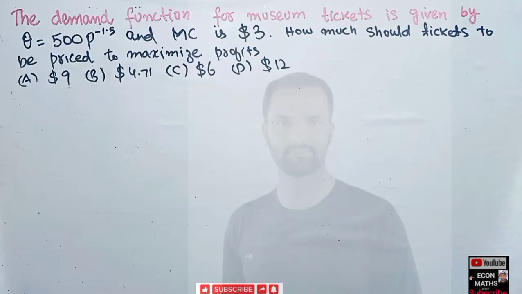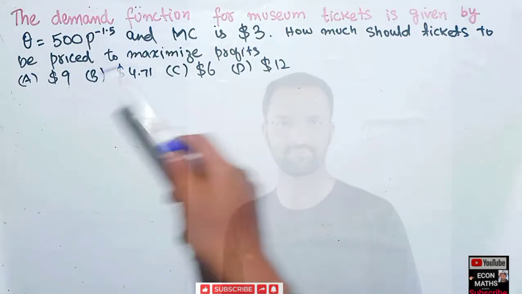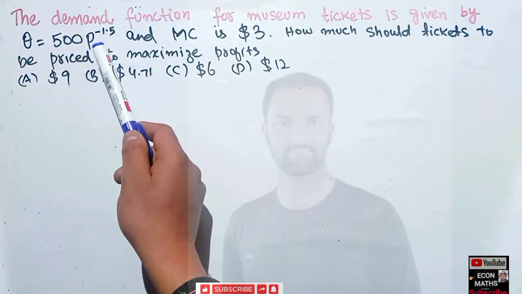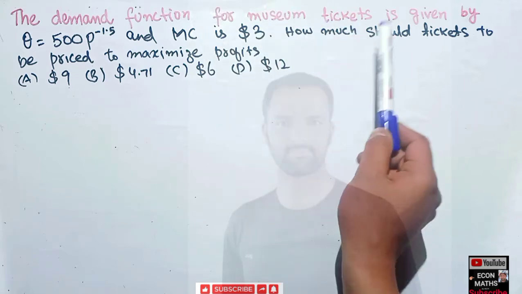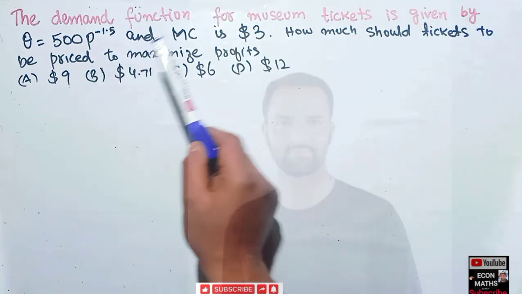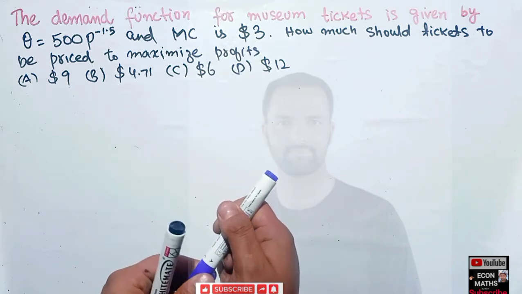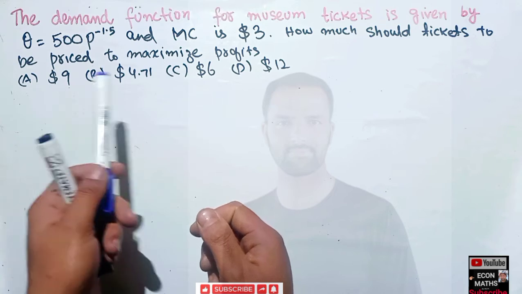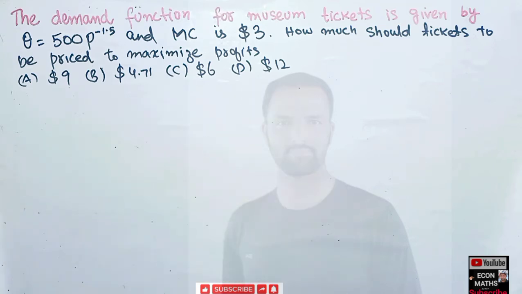Another question that was asked by a brother on the Telegram channel of Econ Maths was like this. The demand function for museum tickets is given by Q is equal to 500p to the power minus 1.5 and marginal cost is $3. How much should tickets be priced to maximize profits? Okay, we need to find the profit maximizing level of price. The options are $9, $4.71, $6 or $12. Okay, let us see how to find this.